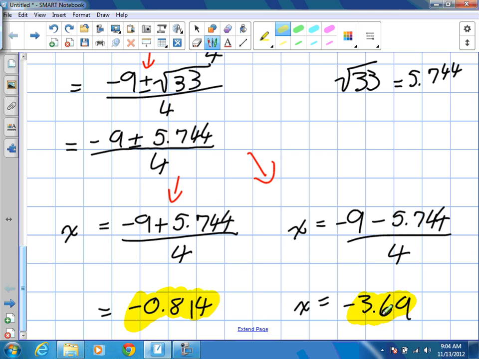Factoring this, we wouldn't have got an answer like this, okay? So just because we can't factor something doesn't mean it doesn't have x-intercepts, okay? Now, there are parabolas that don't have x-intercepts, but in this case, we found one.